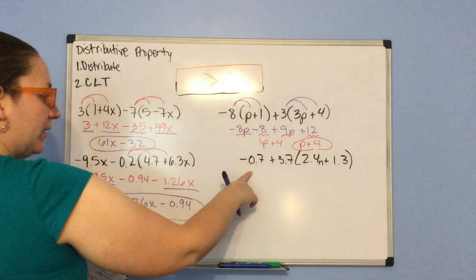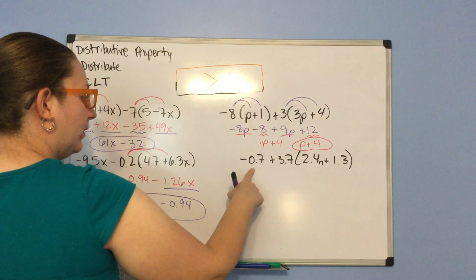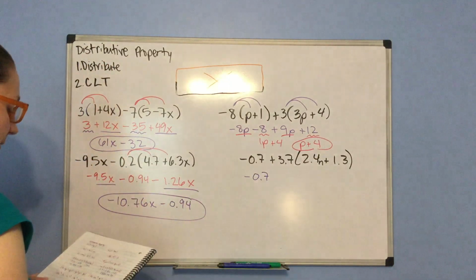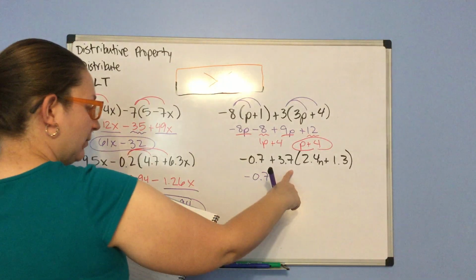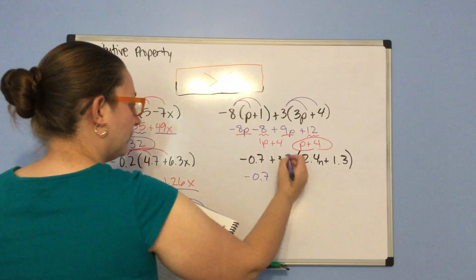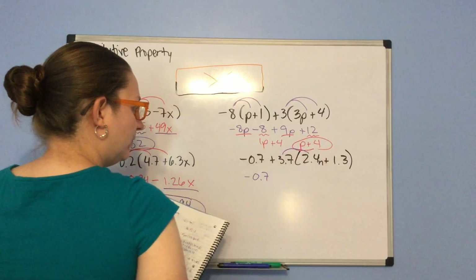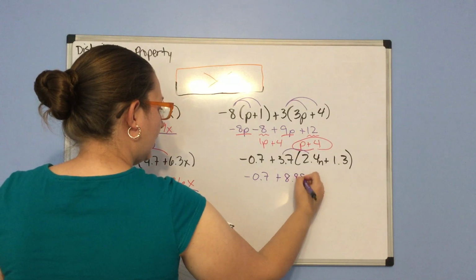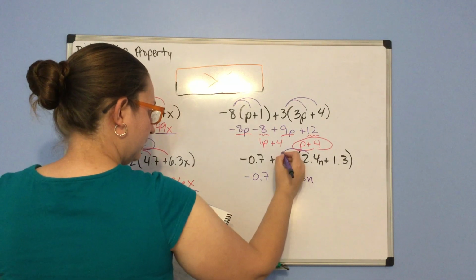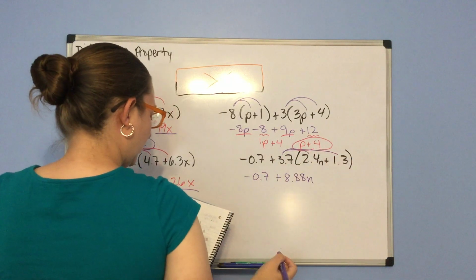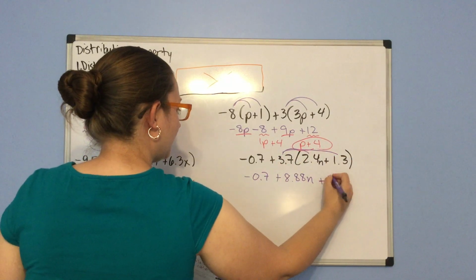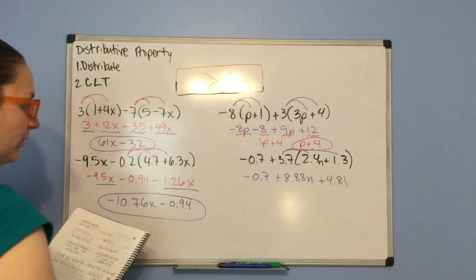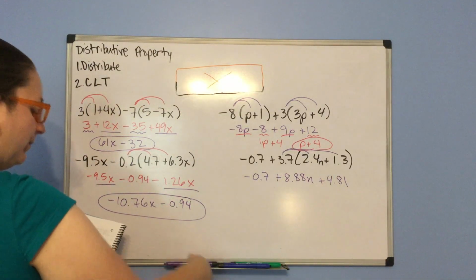Moving on to this one, it's very similar. We aren't going to distribute that negative 0.7 because it's not attached to any parentheses. We do, however, need to multiply by 3.7. 3.7 times 2.4 gives me 8.88n. 3.7 times 1.3 gives me 4.81. Again, feel free to use a calculator with decimals, no shame there.